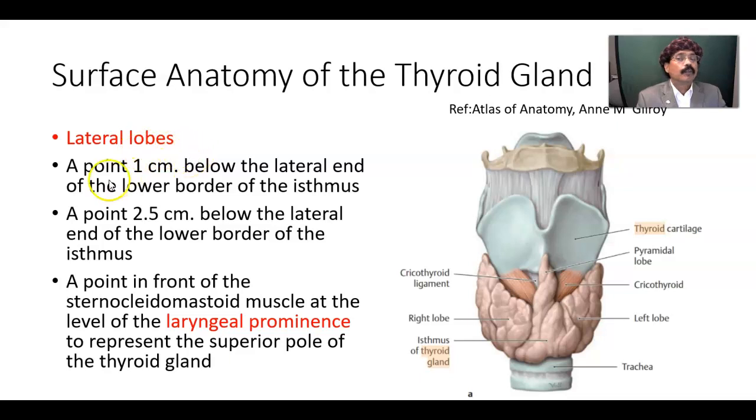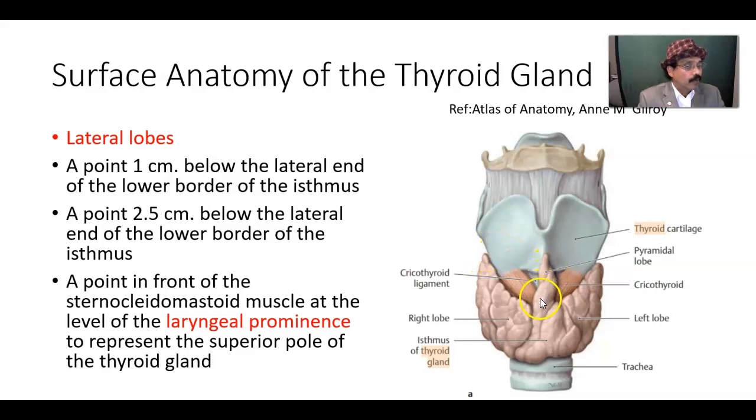Okay. So lateral lobe, 0.1 centimeter below the lateral end of the lower border of the isthmus, a 0.2-0.5 centimeter below the lateral end of the lower border of the isthmus. Okay, a point in front of the sternocleidomastoid muscle at the level of the laryngeal prominence, almost at the middle part of the thyroid lamina, to represent the superior pole of the thyroid gland. So this is almost the level of the laryngeal or thyroid prominence. Okay, here it is a little bit down, but always there is some variation.